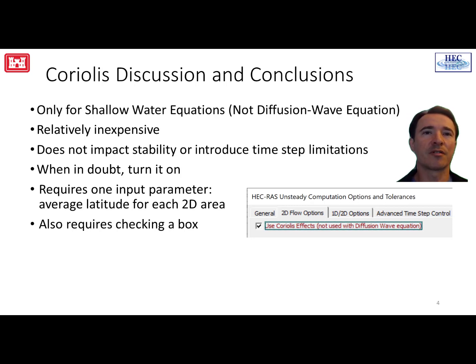But the best way to know if the Coriolis term is important for your dataset is to do a simple test of turning it on and off and comparing the results. Including the Coriolis term only requires the average latitude for each 2D area, so there isn't much user input required. The Coriolis parameter is specific to each plan in 2D area. And finally, if you want to include Coriolis, remember to check the box that says Use Coriolis Effects in the Computation Options and Tolerances editor.